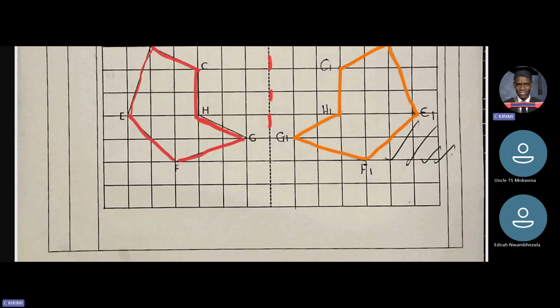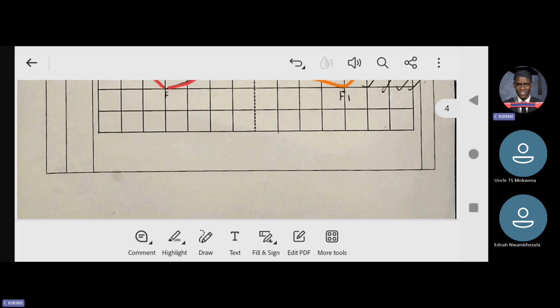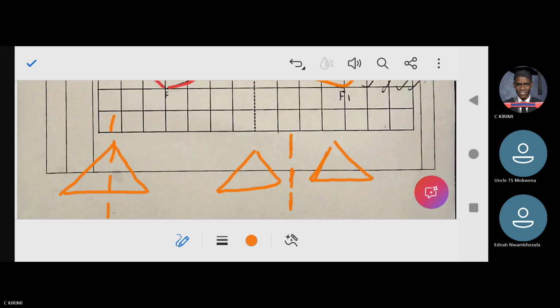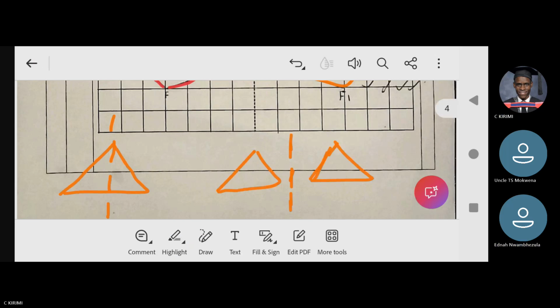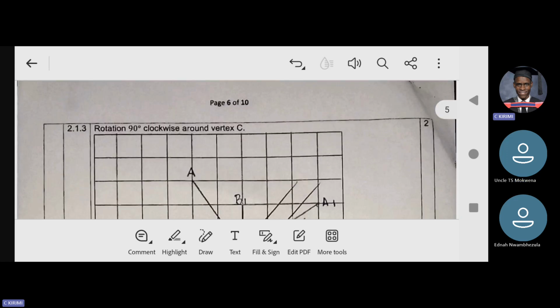So that is reflection. And I told you the difference between reflection and the line of symmetry. The line of symmetry is inside the shape. But the line of reflection is not inside. Once the shape is like this, then you know that object has been reflected. You see the difference? All right. If it's clear, let's go to 2.13.